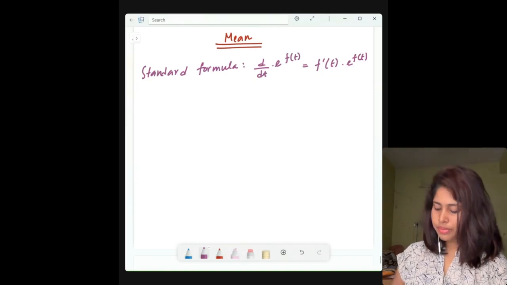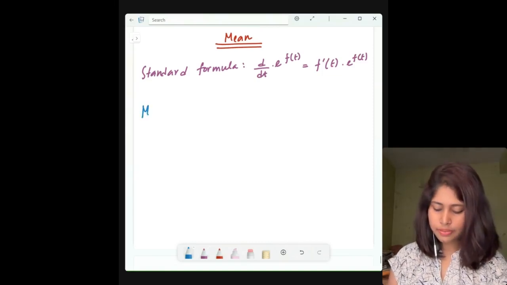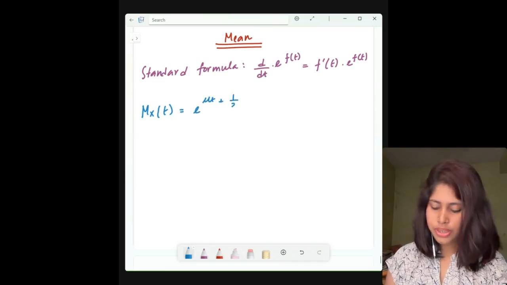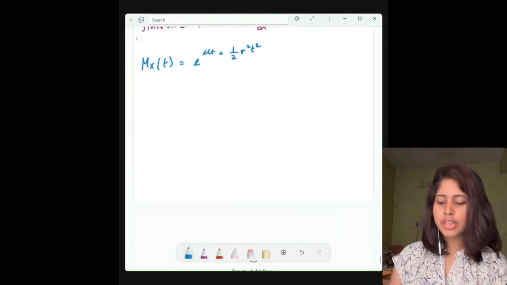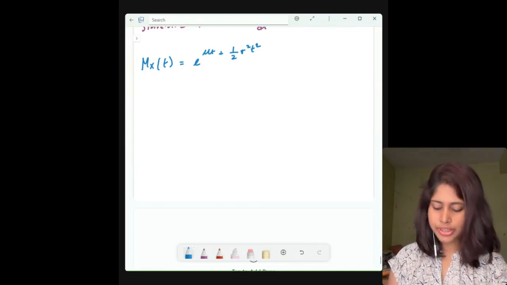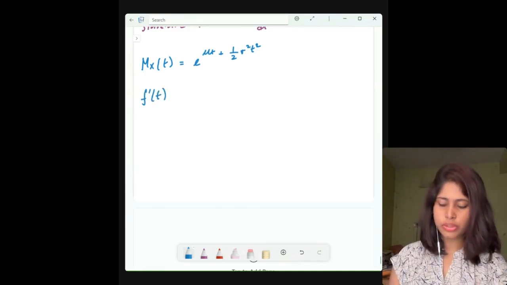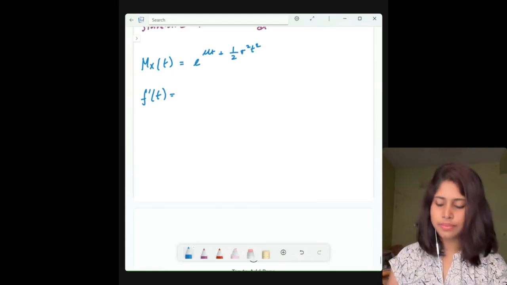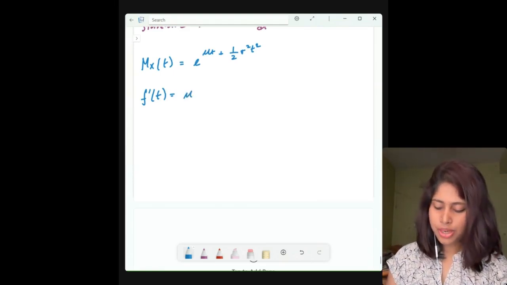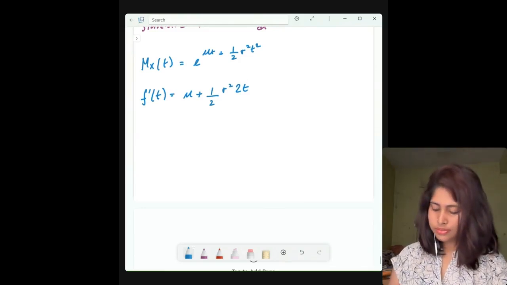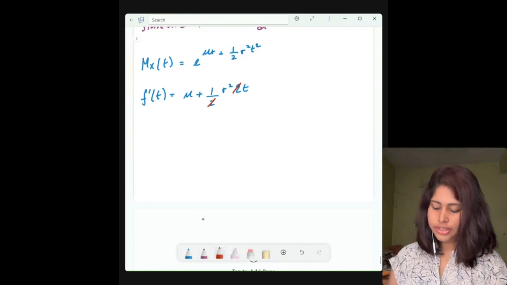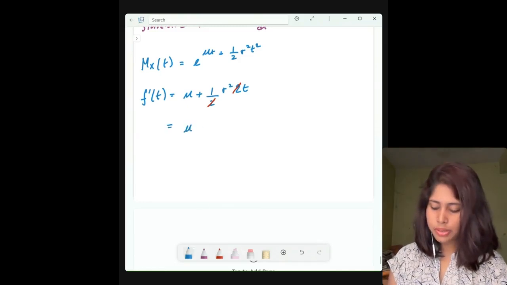Now see, next will be what? Mx(t) will be e to the power mu t plus half of sigma square t square. This is our mgf, right? Now we are going to differentiate first the exponent. The exponent's derivative, f dash t, will be equal to what? We are differentiating in terms of t, right? So it will be mu plus half of sigma square 2t. Now this 2 and 2 get cancelled. Then we are left with mu plus sigma square t.